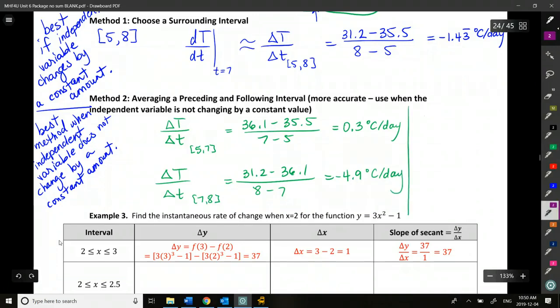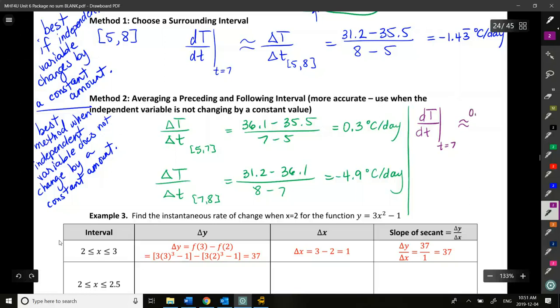Our estimate for the instantaneous rate of change when we're at day 7 is going to approximately be equal to the average of these two things. How do I find the average of two values? I add them and divide by 2, right? If I have a mark of 60 on one test and 90 on the other test, and those are weighted equally, I'll just add them together and divide by 2 and find out what my average is in the course, right? That's kind of what we do.